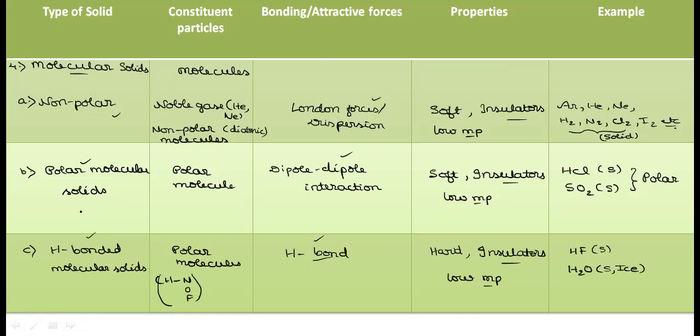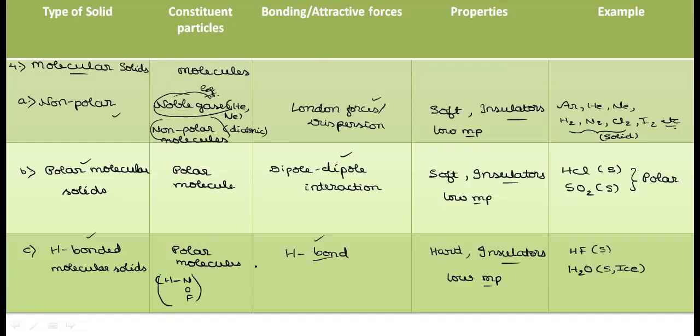Constituent particles in all the cases, in simple, you can write as molecules. If you can remember exactly, you can write noble gases or non-polar molecules. Noble gases will be the example. So just mention either molecules or non-polar molecules. In polar molecular solids, polar molecules. In hydrogen bonded molecular solids, polar molecules in which hydrogen is bonded with any of three highest electronegative elements.